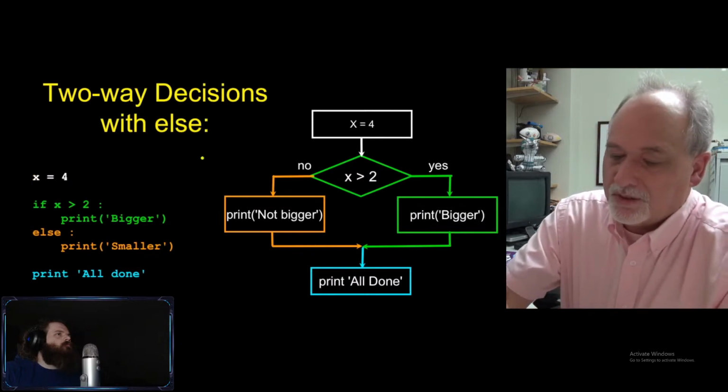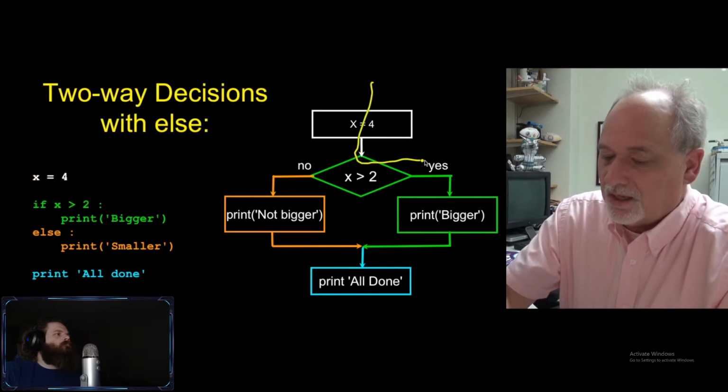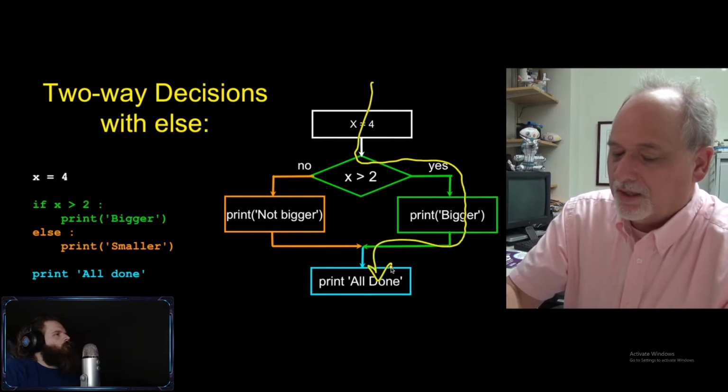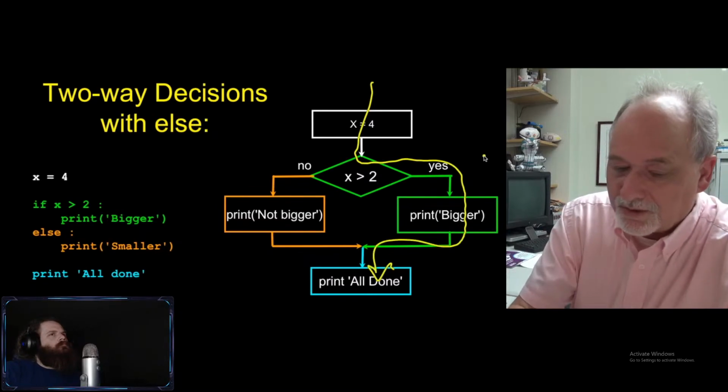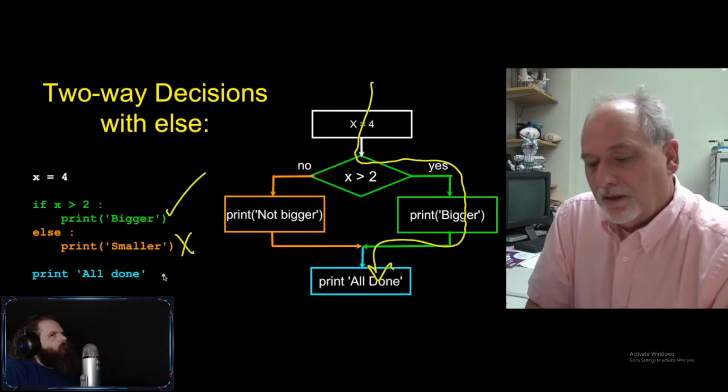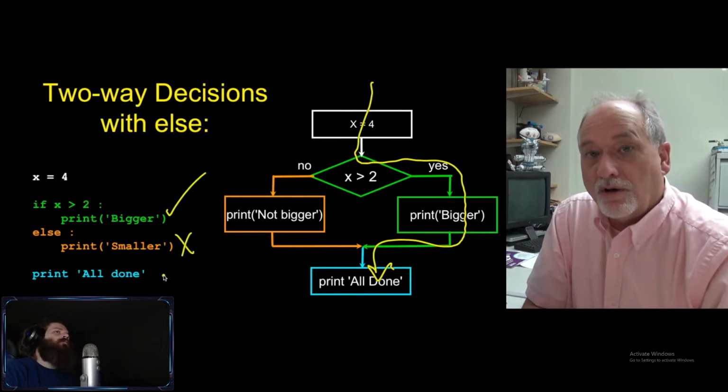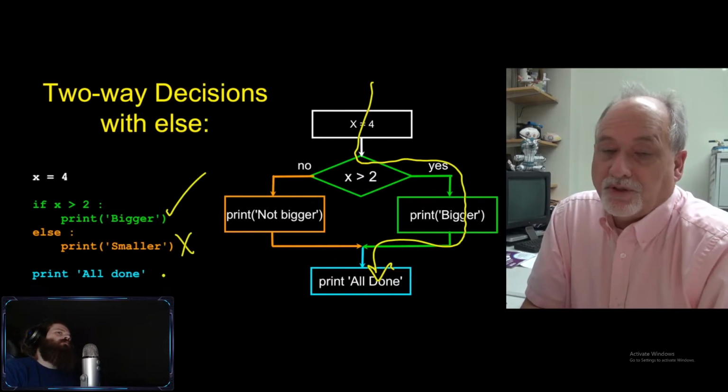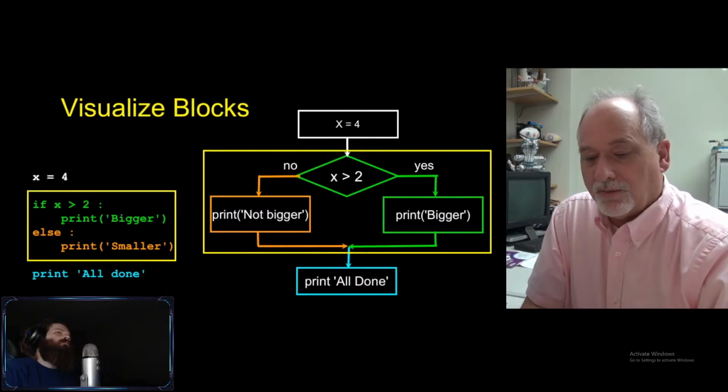And so here we go, if x is greater than 2, in this case it's yes, we're going to print bigger, and then we're going to be all done. And so we do 1, and so this one did run, and this one did not run. So basically with an if then else, one of the 2 branches is going to run, but there's no case in which both branches run.